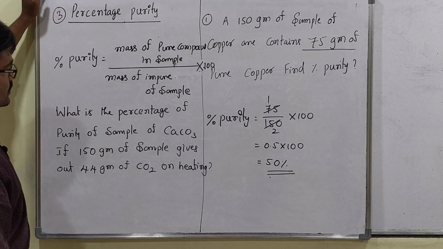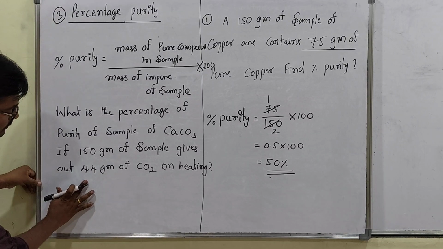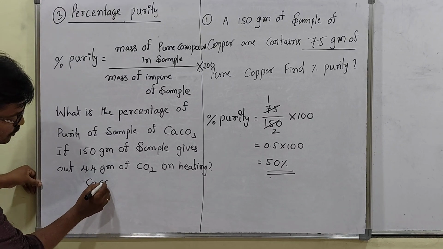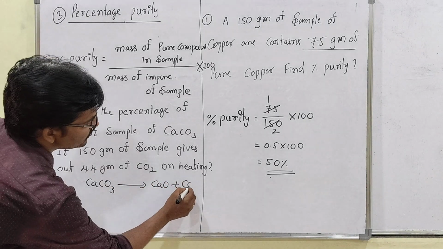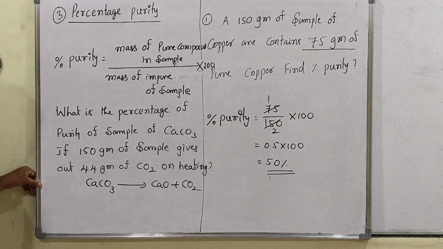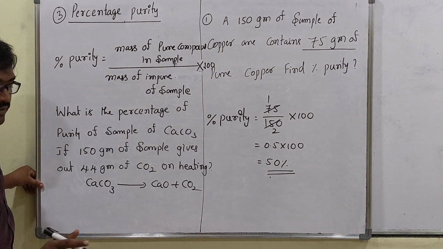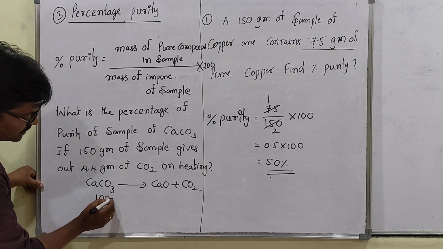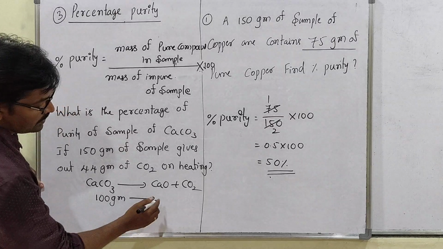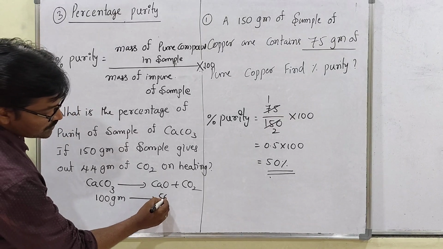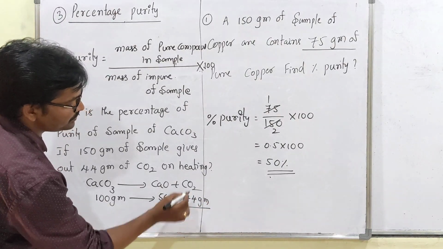So look at, my dear students. Sir, first, in case you take CaCO3 formula, CaCO3 on heating gives CaO plus CO2, right? CaO plus CO2. So look at percentage of purity of this compound you have to get. Sir, first if you take 100 grams, then here 56 grams of CaO and 44 grams of CO2 it can get.